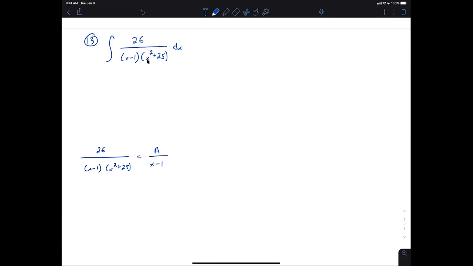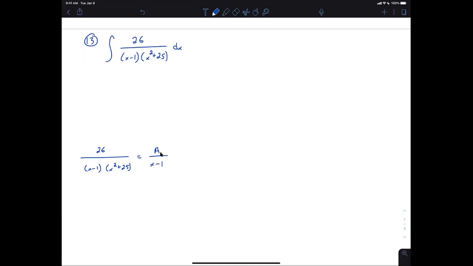And so the idea is the degree of the bottom must be larger than the degree of the top. So the degree of the bottom, it's x to the first, so the degree of the bottom is 1. That means the degree of the top has to be smaller than that, which means degree 0, which is just a constant. So a constant a, we don't know what constant. We're going to try to figure that out.